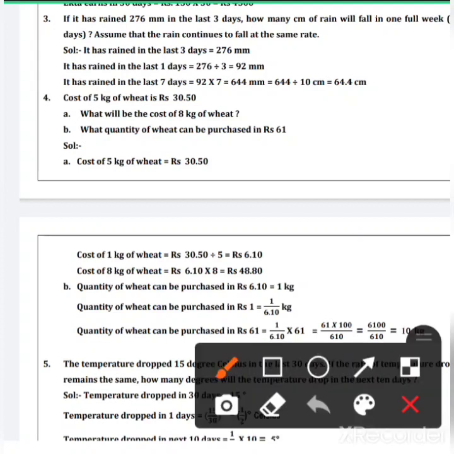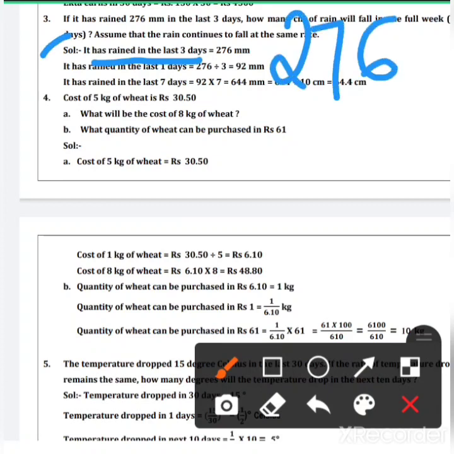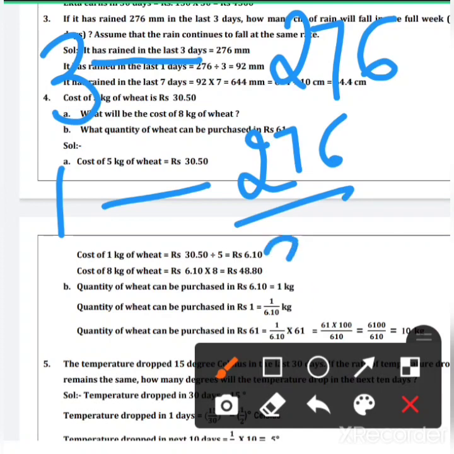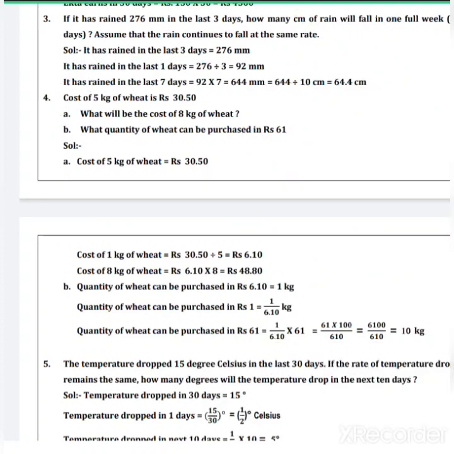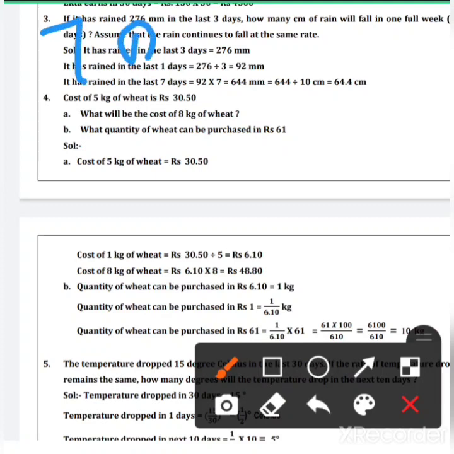So first we will find, it has rained in the last 3 days 276 millimeter. First we find in 1 day how much rain will fall, that is 276 divided by 3. We get 92 millimeter. It means in 1 day rain falls 92 millimeter. Now we have to find for a full 1 week. How many days are there in 1 week? 7 days. There are 7 days in a week.